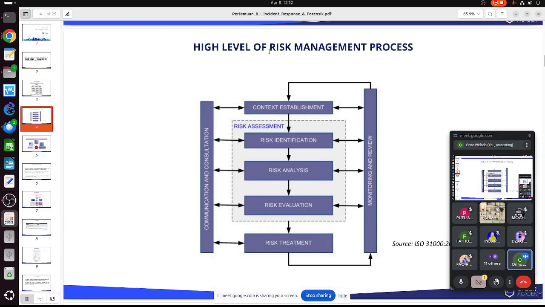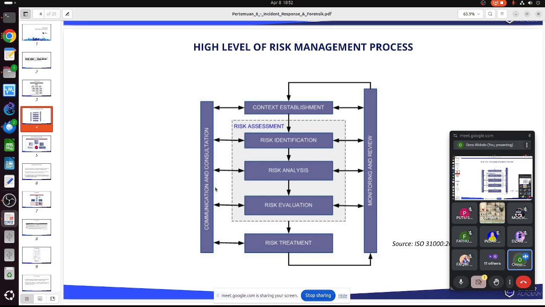Now this is the high-level risk management process. Basically we identify, we analyze, we evaluate, and we treat the risk. All of this process is monitored and reviewed, and then back again to identify risk, analyze, evaluate, treatment. So it's review.